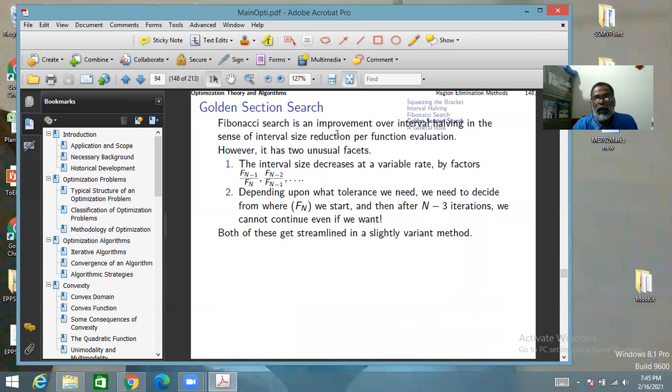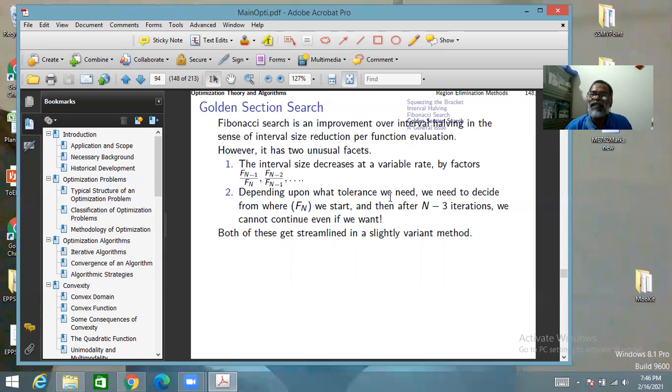Now, it is an improvement over interval halving in the sense of interval size reduction per function evaluation. However, there are two awkward things, funny things that operate in this method. First is that the interval size decreases at a variable rate. So the algorithm operates at a variable rate. And depending upon the tolerance, we need to decide to begin with where we start. But then at the end, where the end comes, we have to end it. After n minus 3 iterations, even if we want to continue, we cannot continue in the same sequence. And this is a little awkward.